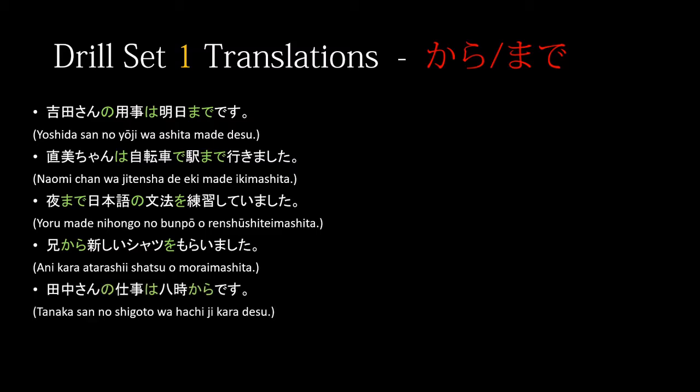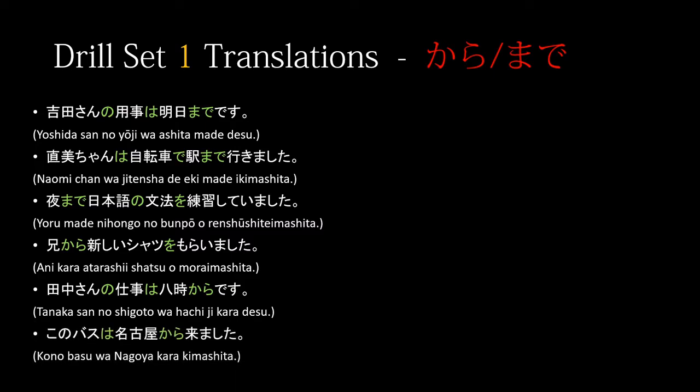Tanaka-san no shigoto wa 8 ji kara desu. Now we have returned to our system of 3 particles, with no creating the ownership relationship between Tanaka-san and job, or shigoto, wa to create the topic out of them, and kara to signify the starting point from which his job starts in this context. So once again, it's a textbook example of kara usage, and we have no and wa to provide further details.